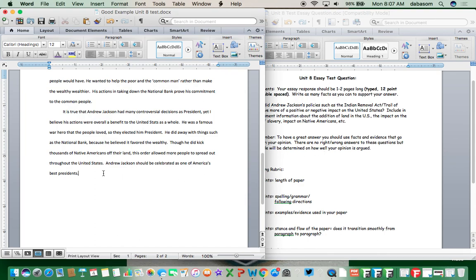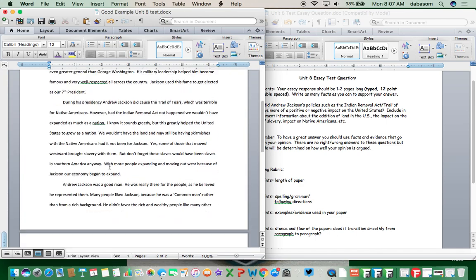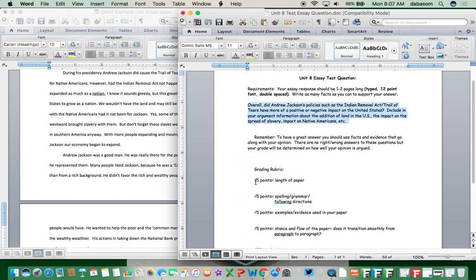So let's take a look at grading this one. 1 to 2 pages, 12-point font, double space. As you can see, this one is already in 12-point font. This one's also double spaced already, you can tell. Is it 1 to 2 pages long? Yes, it is. So this person gets a 5 out of 5 for their length.